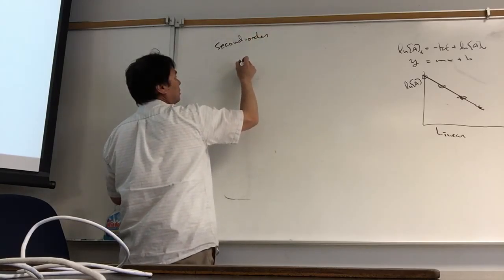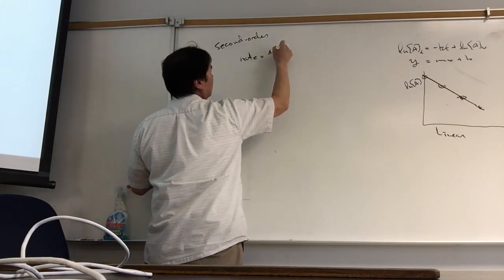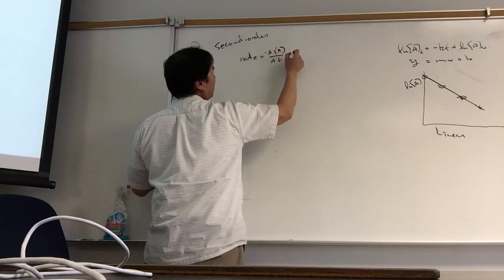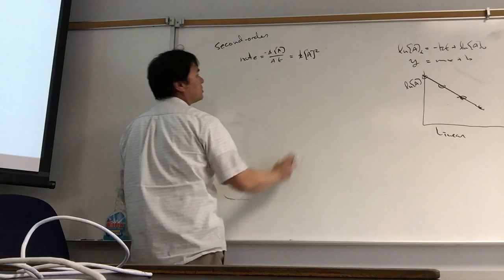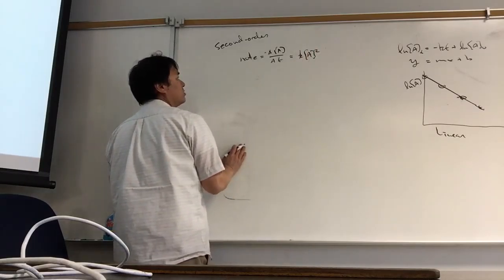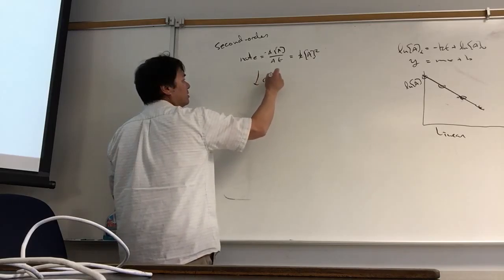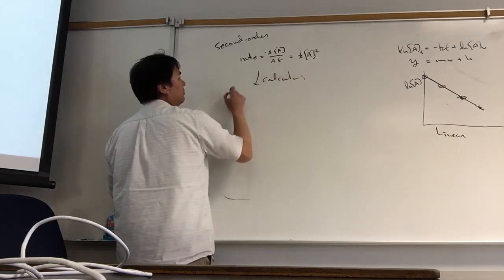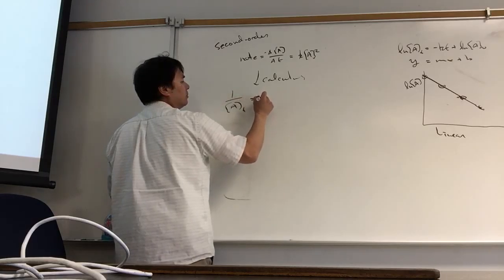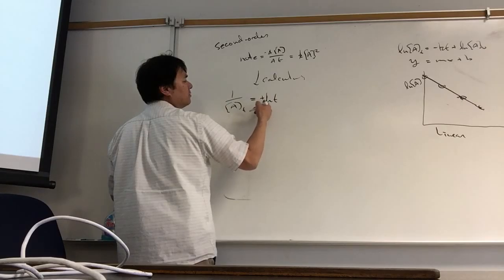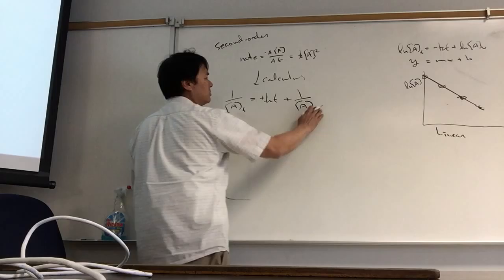For second order, the rate law looks like this. The rate is equal to delta A over delta t, which is going to be negative, which is equal to k A squared. So it's going to have a second order, squared dependence on the concentration. And we use calculus. When we use calculus, we come up with this equation, the integrated rate law, which is 1 over A at time t is equal to plus kt. It's positive rather than negative. And this is plus 1 over A at time 0, sorry.